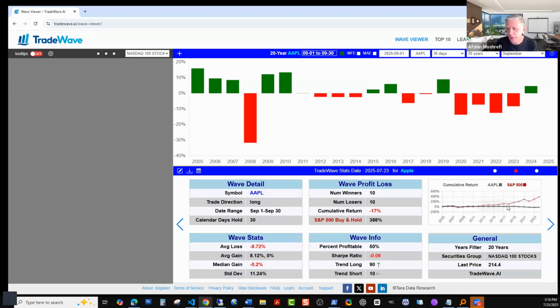And you can see the cumulative return right here. You see it's the black line, which is Apple, is pretty flat. And it's compared to buy and hold of the S&P 500.